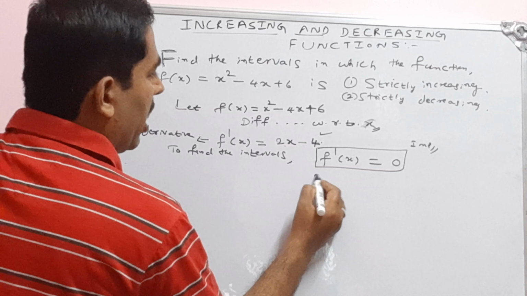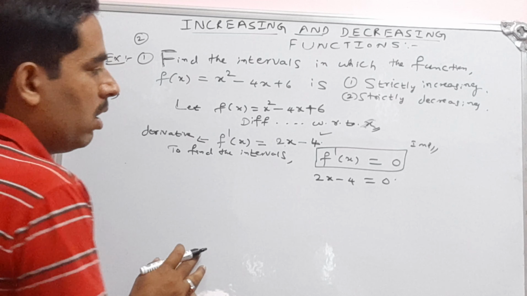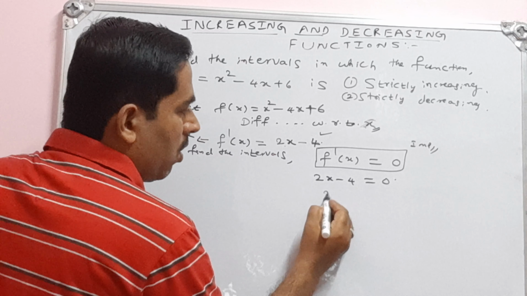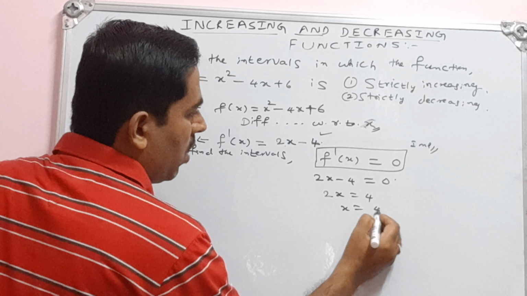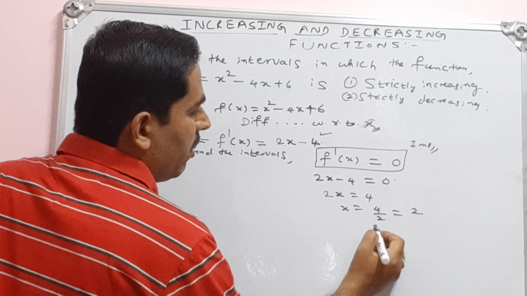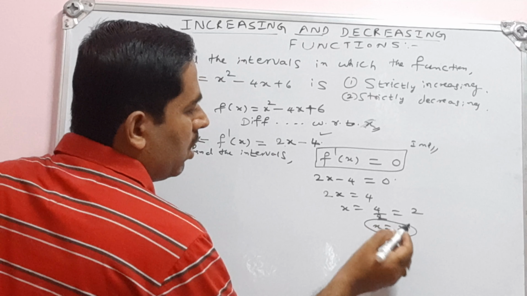So what is my derivative here? 2x minus 4 is equal to 0. I will solve for x here. So 2x is equal to 4, or x is equal to what? This is 4 by 2. So I will get x is equal to 2.